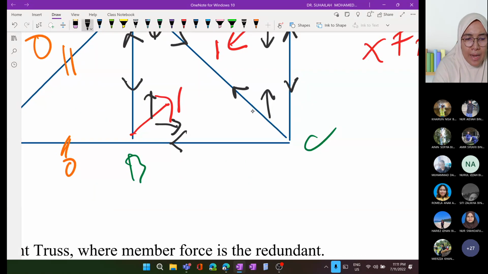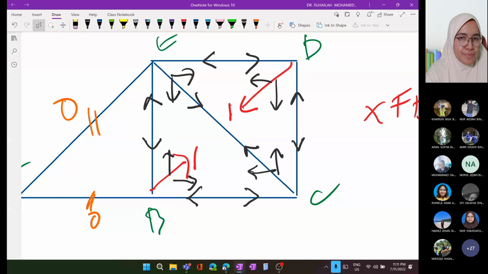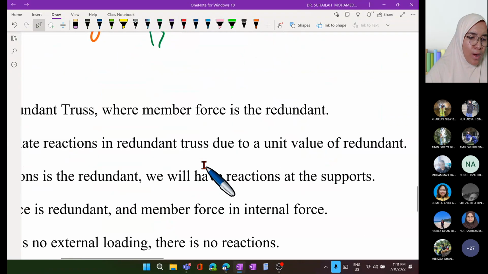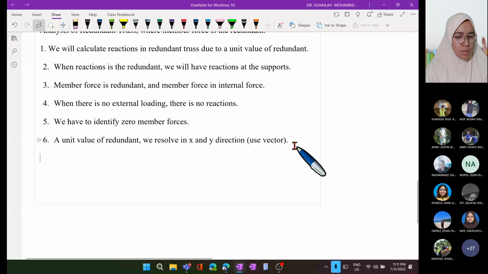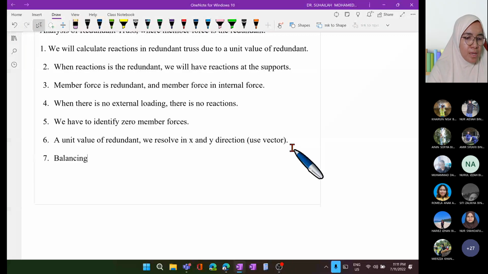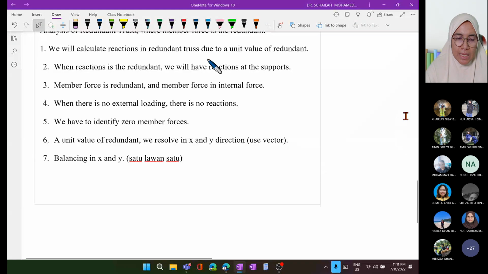Okey, so dah dapat vektor ni, complete kan? So 1 lawan 1. So dapatlah macam ni. Memang kalau truss member force is the redundant, you kena hafal step ni. Kena hafal step ni balancing. Lepas dah balance, use trigonometry to find x value and y value. Lepas dah buat balancing, nombor 6, nombor 7. Buat balancing lah, in X and Y. Sini 1 lawan 1. Balancing.